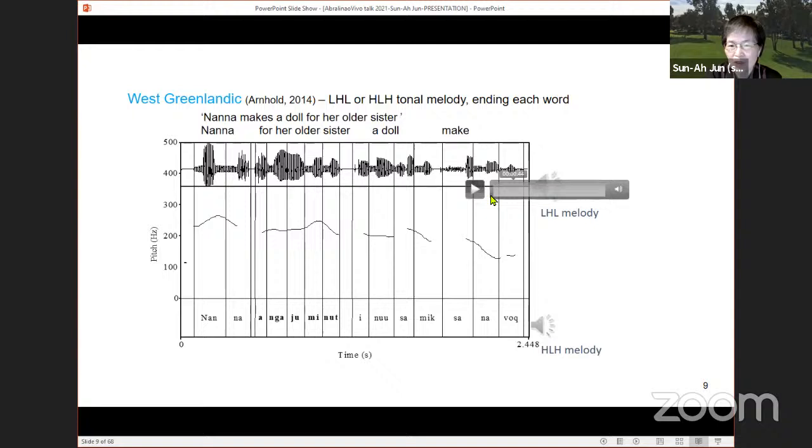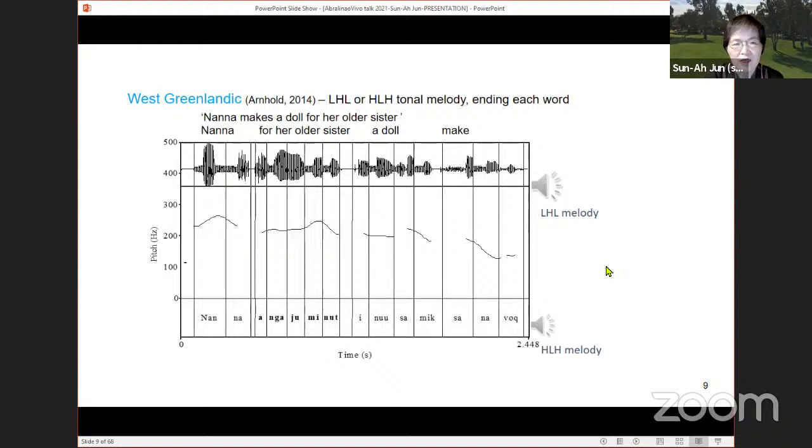I'll play the sounds. Nana angayuminut inusamiksanavok. Or another common melody is a high-low-high melody. Nana angayuminut inusamiksanavok. So that's how they mark each word at this broad focus level.